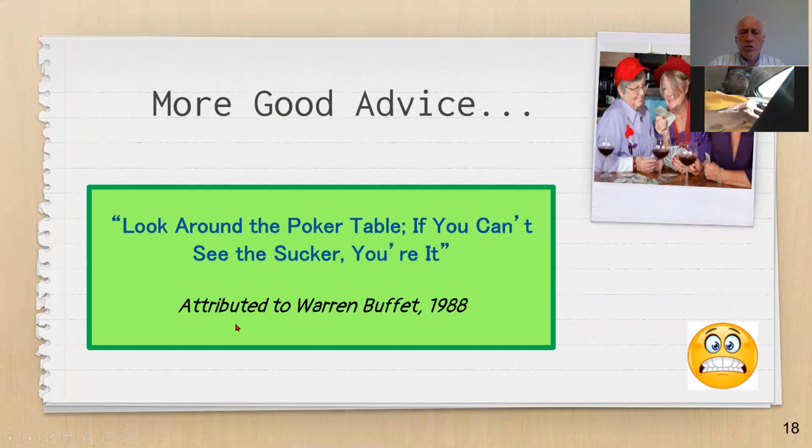This is what Warren Buffett was supposed to have said. He said, look around the poker table. If you can't see the sucker, you're in. So somebody invites you to play poker, and you go to a bunch of people, and it's a nice game of poker, and you're going to have some fun. They always say somebody's the sucker, right? And if you don't know you're the sucker, and if you don't know who the sucker is, it's probably you, and they're going to take you for all your money.